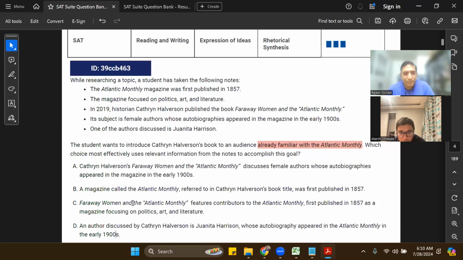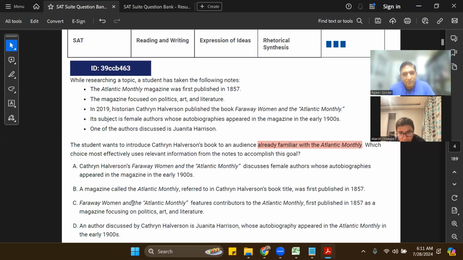The student wants to introduce Catherine Halverson's book to an audience. Is it A, sir? Okay, why A? Because they're trying to introduce Catherine's book to an audience already familiar, and it's either A or C, but I don't know.